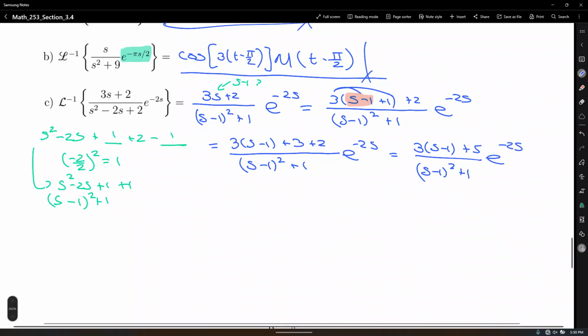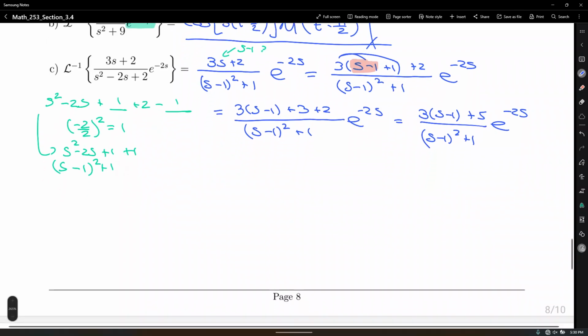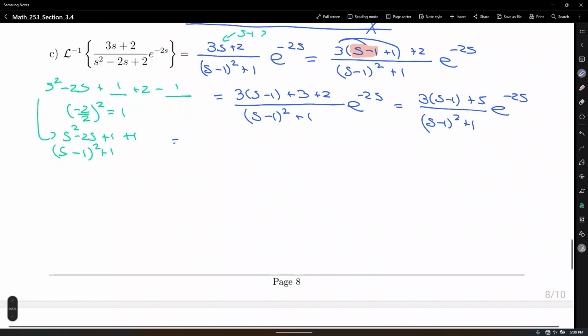And from here, guys, I'm going to split this into two fractions. Do you see the s minus 1? That's going to give us the cosine when we invert it, and the 5 over that one is going to give us the sine. So we're going to end up with two of them. How is that going to work? Number one, here it is. I was supposed to write the inverse transform symbol all the way, but I forgot.